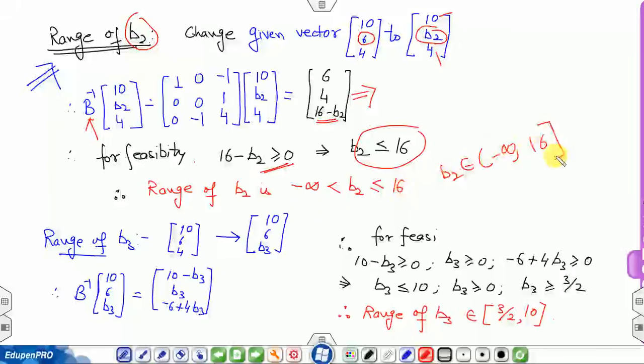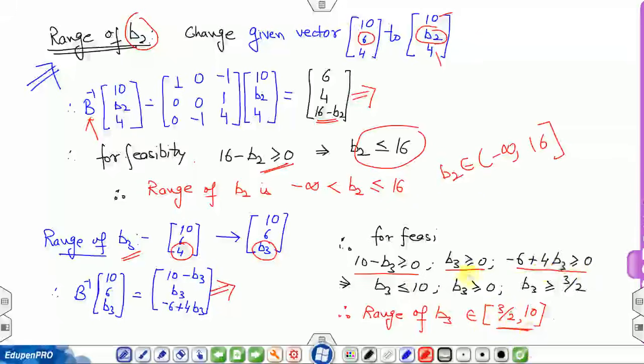Similarly, for b3, you replace the number 4 with b3 while the others remain the same, and you get this number. For feasibility, 10 minus b3 is greater than 0, the second number is greater than 0, the third number is greater than 0, and after solving you will get the lower and upper bound.